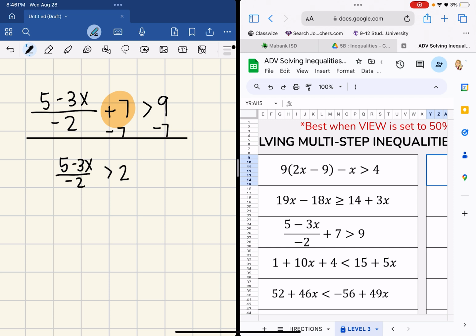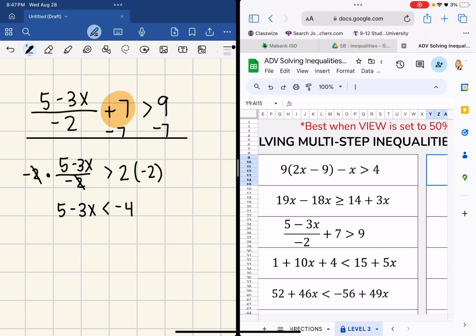Now I can multiply by that denominator to undo the division, because it is the whole thing that's dividing. So I can undo by multiplying by negative 2. But what I do on one side, I have to do to the other. So I have 5 minus 3x is greater than... I multiplied by a negative. With me multiplying by a negative, what happens? My sign flips. So 2 times negative 2 is a negative 4.